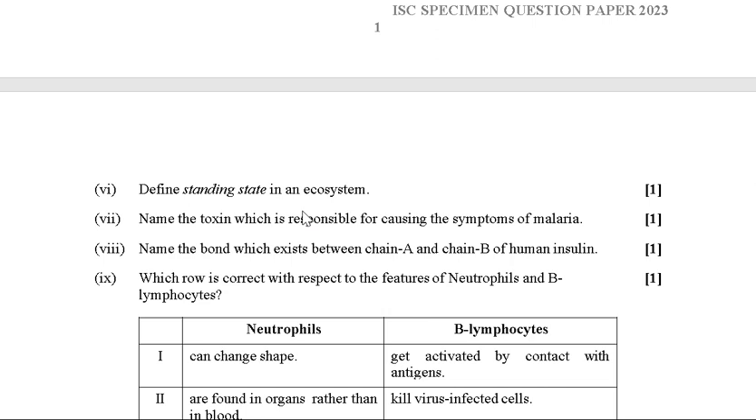Now come to the next question. The next question is about the standing state in an ecosystem. What is the meaning of standing state in an ecosystem? It is mainly asked from the ecosystem topic. Standing state is the amount of inorganic nutrients present in the soil of an ecosystem. It differs in different ecosystems and also from one season to the other. A higher standing state indicates good growth of producers and the consumers depending on them. So the main line is, standing state is the amount of inorganic nutrients present in the soil of an ecosystem. This is the answer.